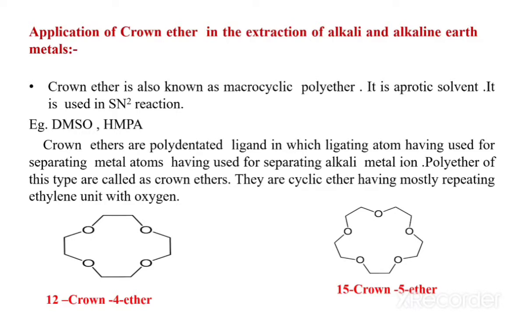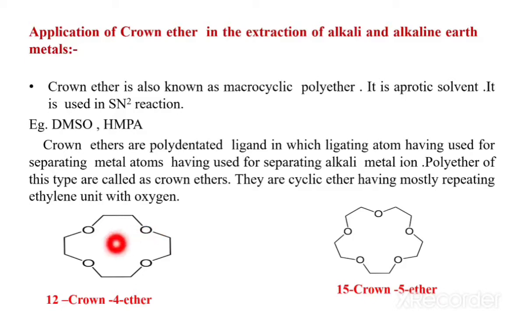Now, these crown ethers are polydentate ligands, and we know a ligand is a Lewis base which donates an electron pair, with the ligating atoms used for separating the alkali metal ion. The polyether has an ether type linkage, here carbon, oxygen, carbon. Polyethers of this type are called crown ethers, and they are cyclic ethers having mostly repeating ethylene units with oxygen.